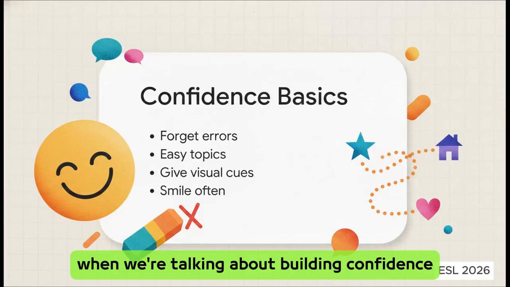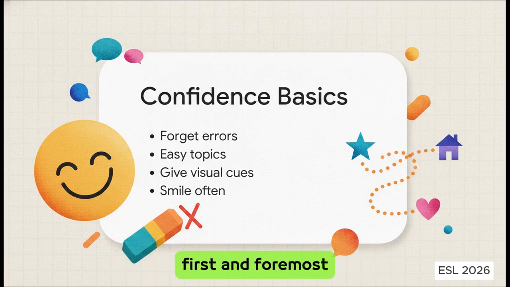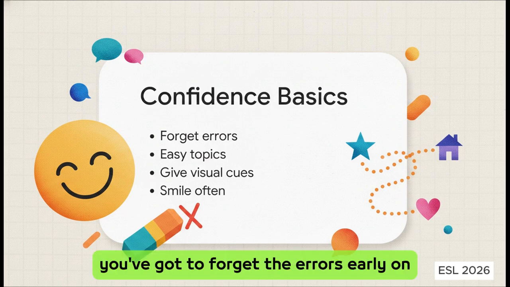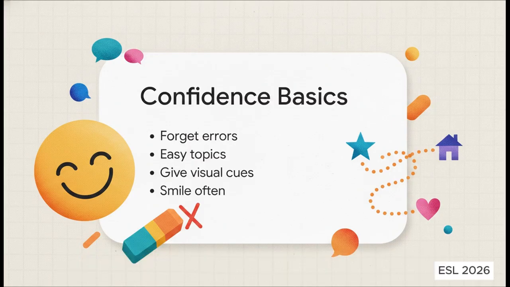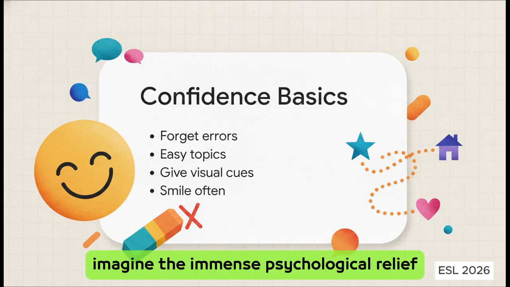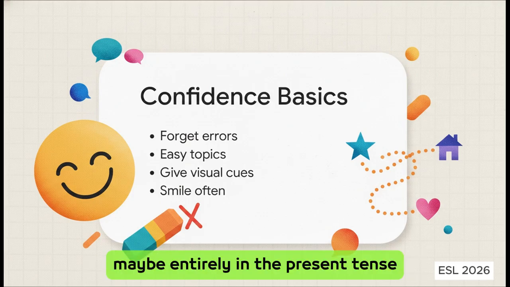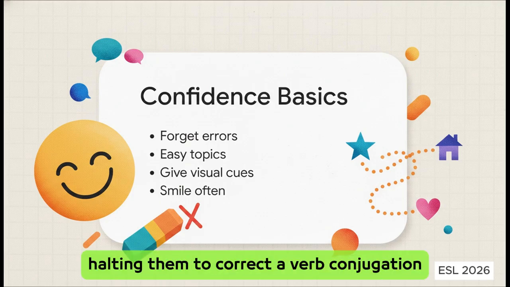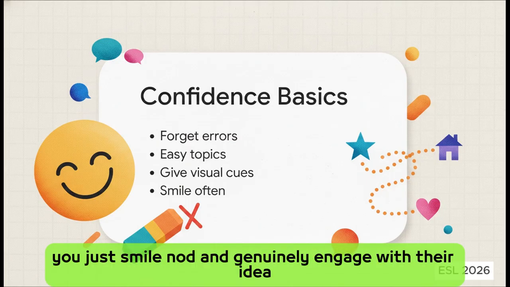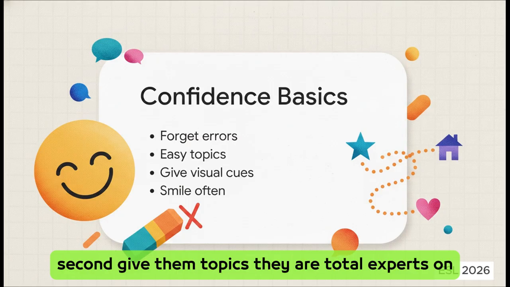When we're talking about building confidence, there are a few ground rules we have to establish from day one. First and foremost, you've got to forget the errors early on. Seriously, just be thrilled that they're using English at all. Imagine the immense psychological relief a student feels when they nervously string together a totally broken sentence, maybe entirely in the present tense, and instead of you instantly halting them to correct a verb conjugation, you just smile, nod, and genuinely engage with their idea. That validation is massive.